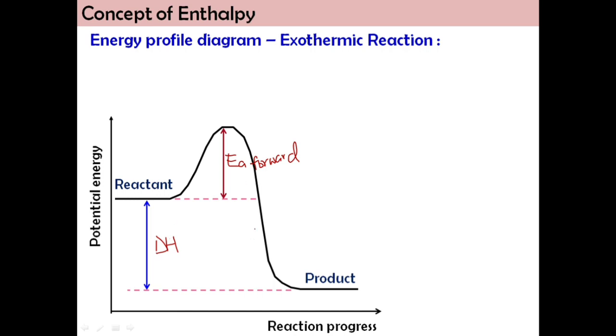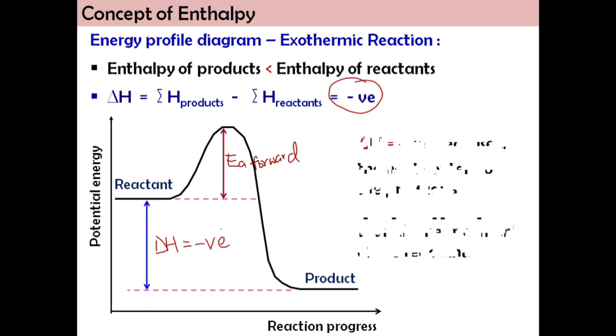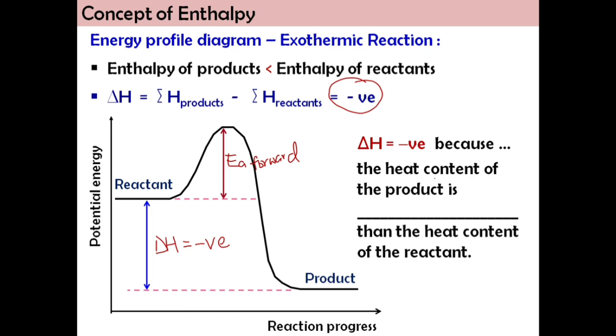Kalau kita tengok energy profile diagram, kita notice yang the enthalpy of product lagi rendah daripada enthalpy of reactant. Bermaksud delta H is negative. Sum of enthalpy of products minus sum of enthalpy of reactants akan bagi negative value. So kenapa negative value? Because the heat content of the product is lower than the heat content of the reactant.